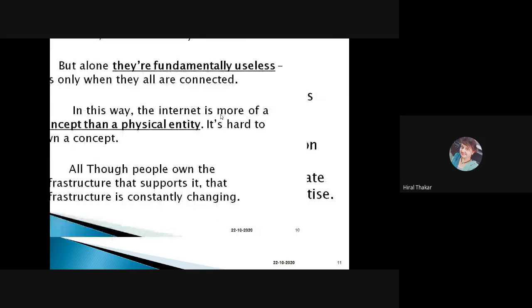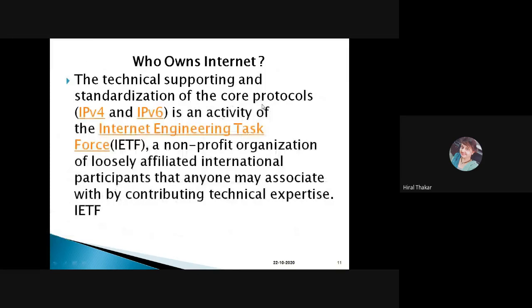Again, the technical supporting and standardization of the core protocols, IP version 4 and IP version 6, is an activity of the Internet Engineering Task Force. These two are very important topics, right? It is created by the IETF, Internet Engineering Task Force. IP version, okay, what is the meaning of it?